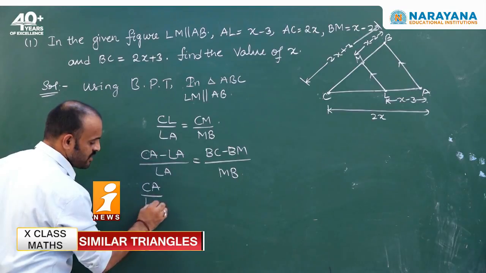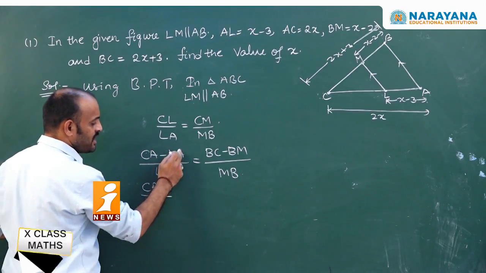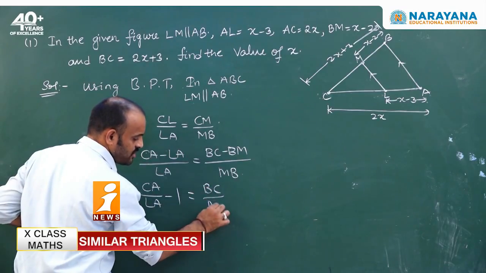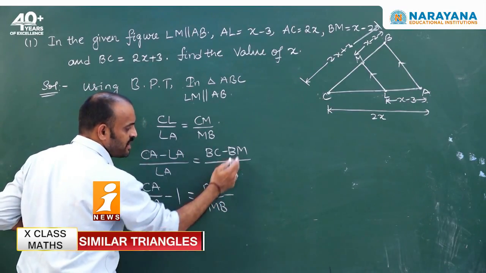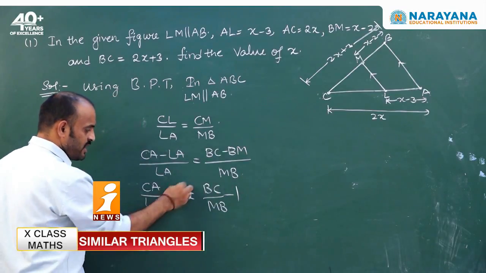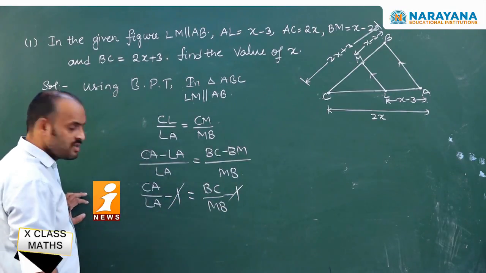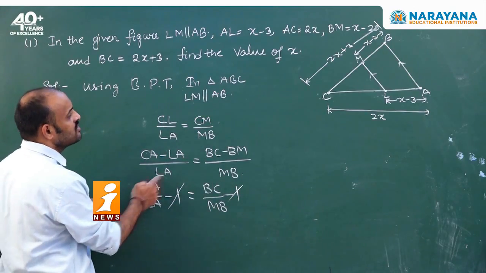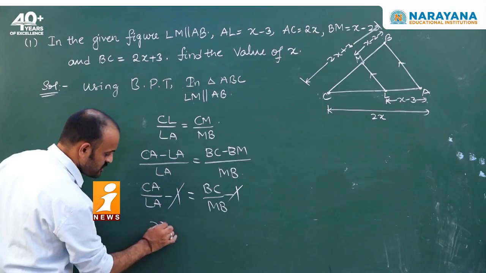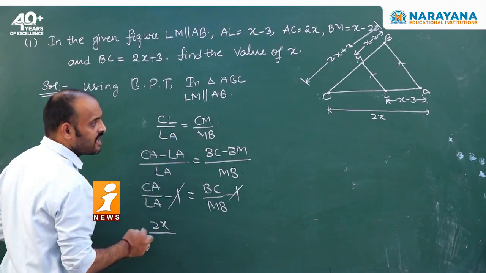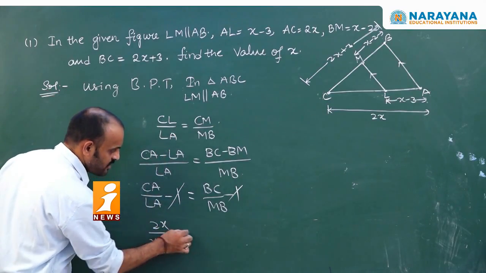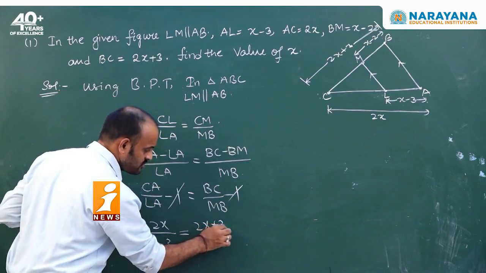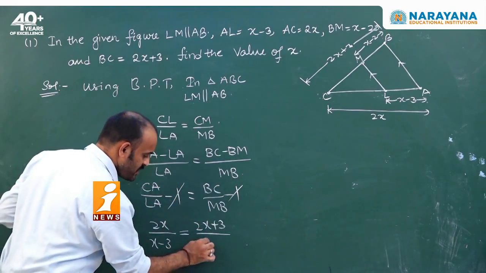CA by LA minus LA by LA 1, BC by MB minus MB by MB 1. This minus 1 gets cancelled, right? Now we have all the four values. What is AC value? He has given us AC 2x. What is AL or LA? X minus 3. What is BC? 2x plus 3. What is BM? X minus 2.